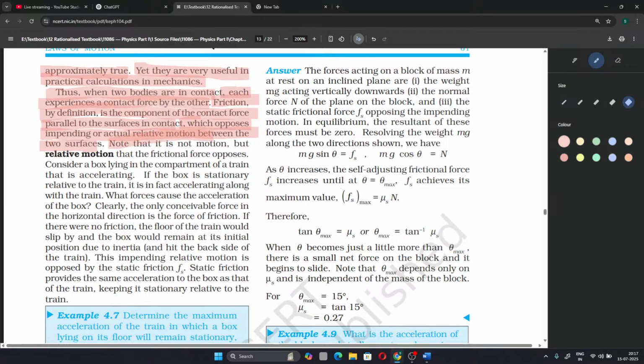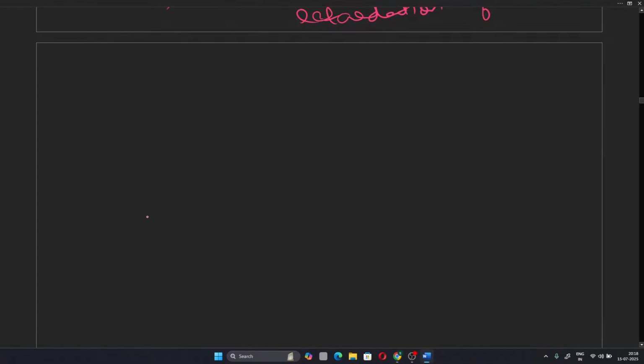Note that it is not motion but relative motion that friction opposes. It is very important to remember these kinds of minor things: friction opposes not the motion of the body but the relative motion of the body. What does that mean?